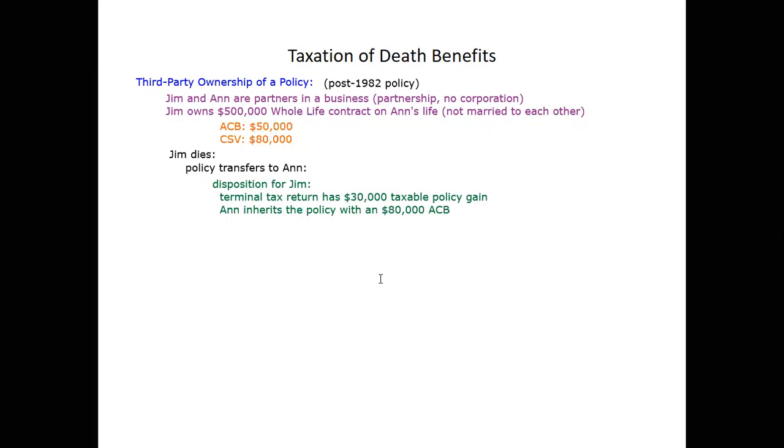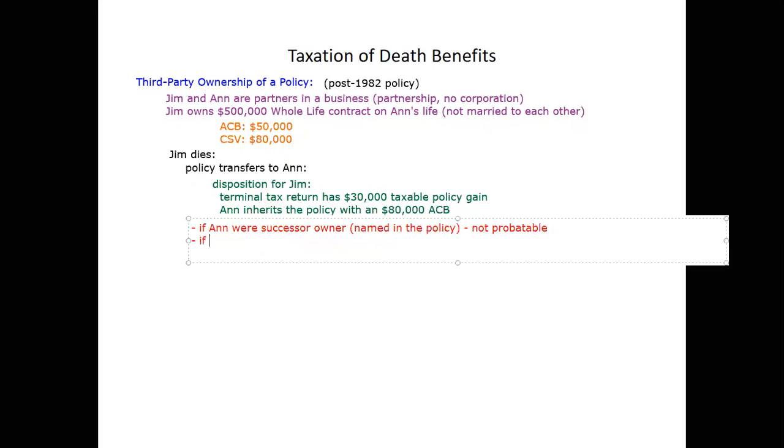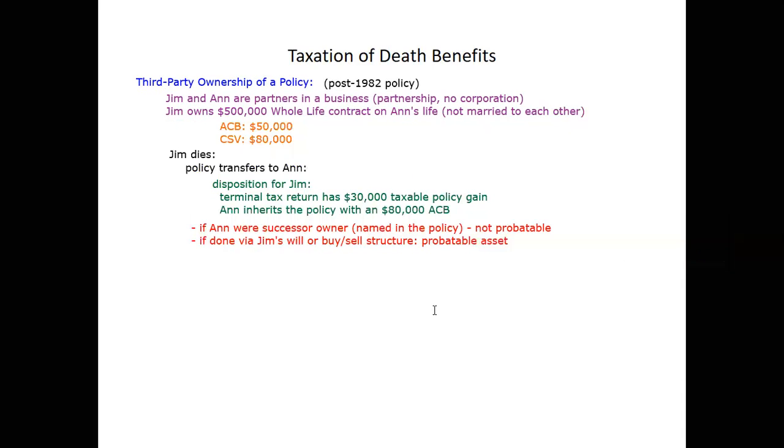Now, depending on how this was set up, there's not really a tax question, but if Ann were the successor owner that is named in the policy as such, then this is not probatable. Okay. On the other hand, if this had gone through Jim's will or some sort of buy-sell structure, then this would be a probatable asset. Okay, any questions there?